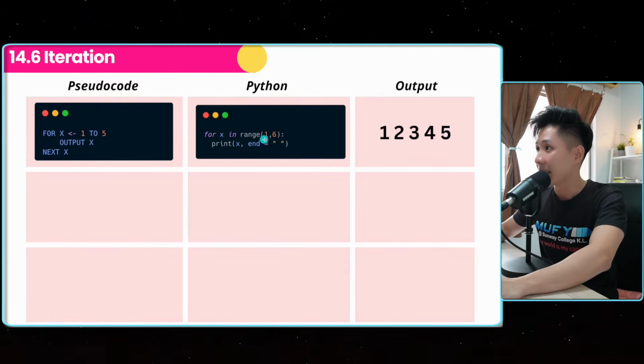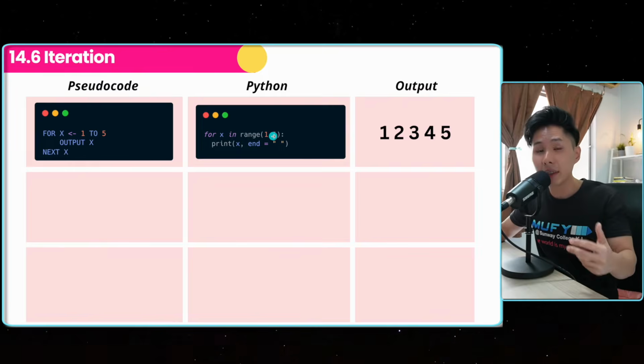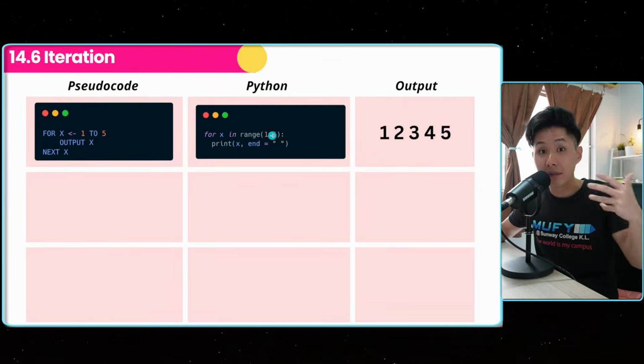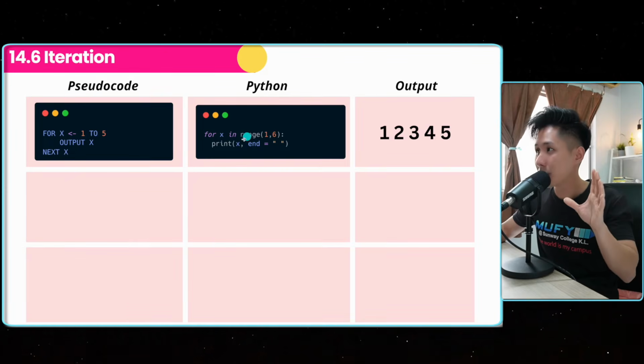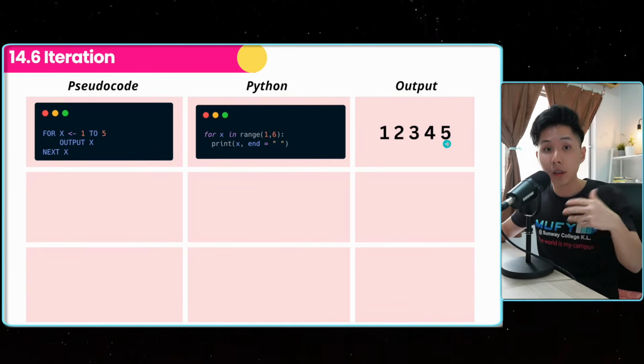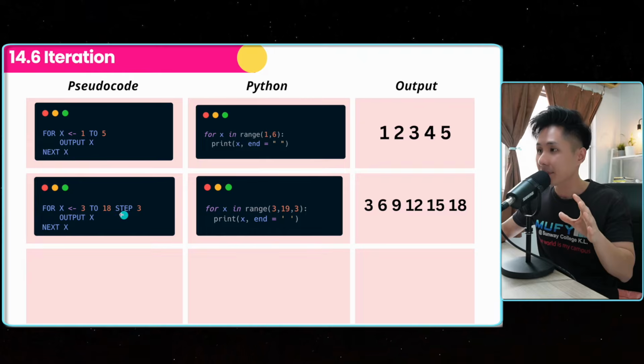So let's go through it. The first value inside this parenthesis is the starting value, and this second value is the ending value. But it is not inclusive. That means if your ending value is 6, it will end at 5. So if I print x in this statement here, it will print out 1, 2, 3, 4, 5, not inclusive of 6.